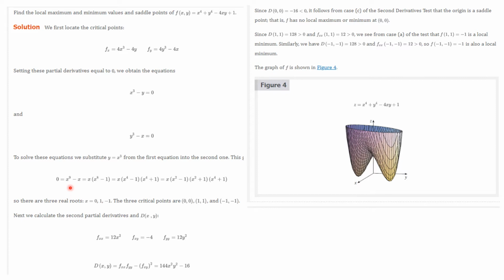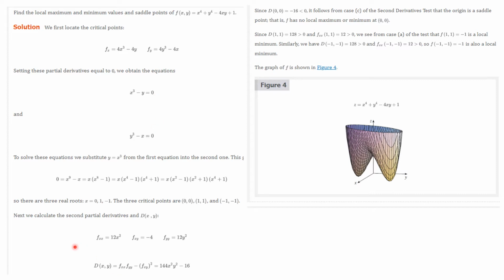And so what we get then is 0 equals x to the 9th minus x. We factor that out, and this will factor into x times x to the 4th minus 1 times x to the 4th plus 1. And then that will factor further into x times x squared minus 1, x squared plus 1, and x to the 4th plus 1. Now, this has three real roots, and the real roots are going to be 0 and plus or minus 1. These give imaginary roots. So the three critical points are (0, 0), (1, 1), and (-1, -1). And we get that by substituting up here.